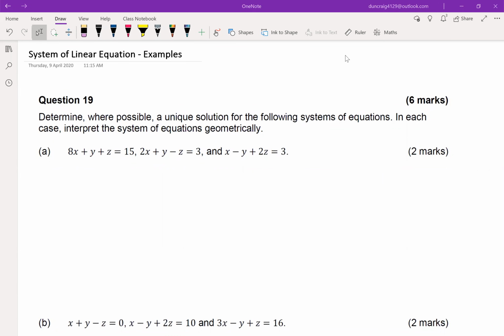Just going to go through an exam question here with you, and it goes through each of the different scenarios of where you've got a unique solution, infinite solution, or no solution. So just to illustrate this, this is from, I think, 2017 semester 1 exam. So I'm just going to write that down there, 2017 semester 1 exam.